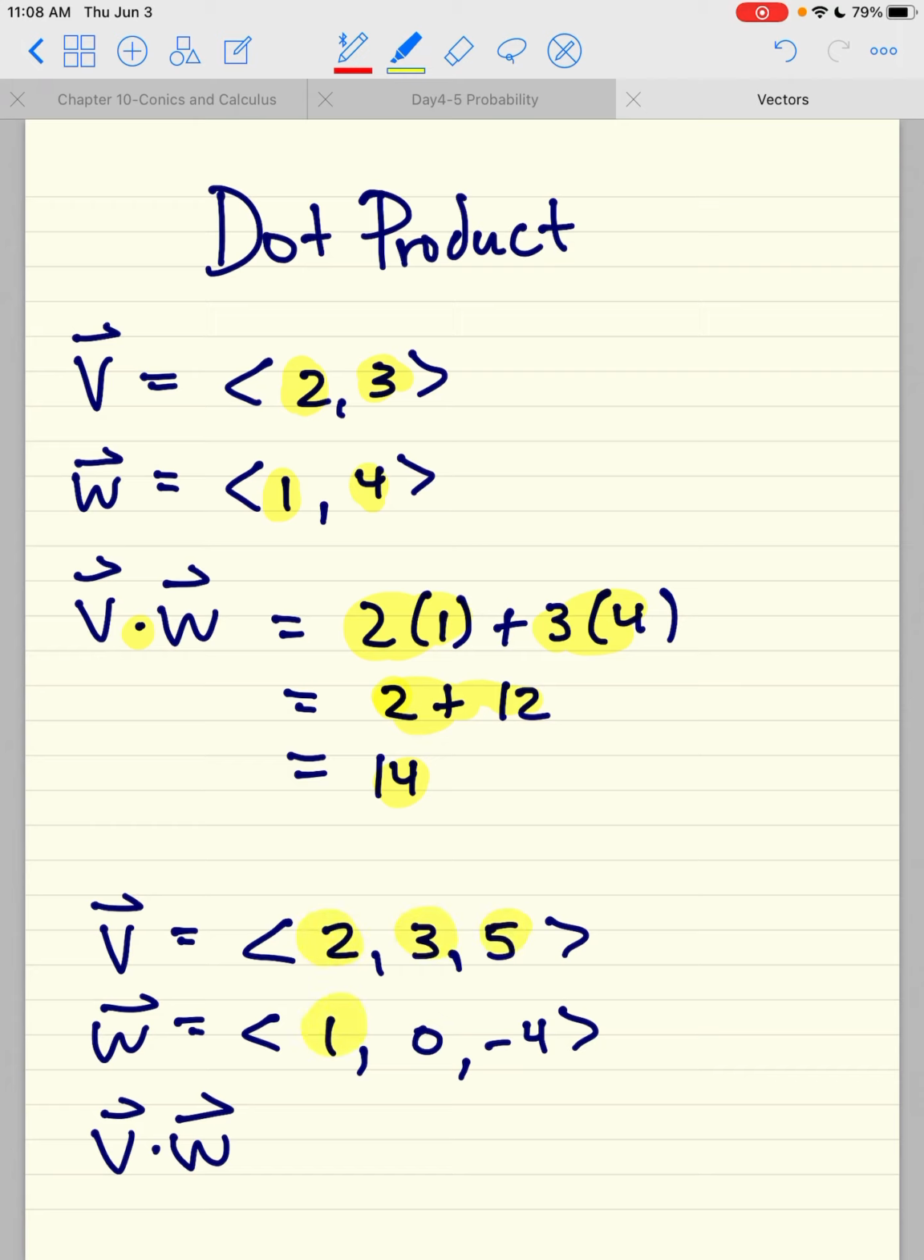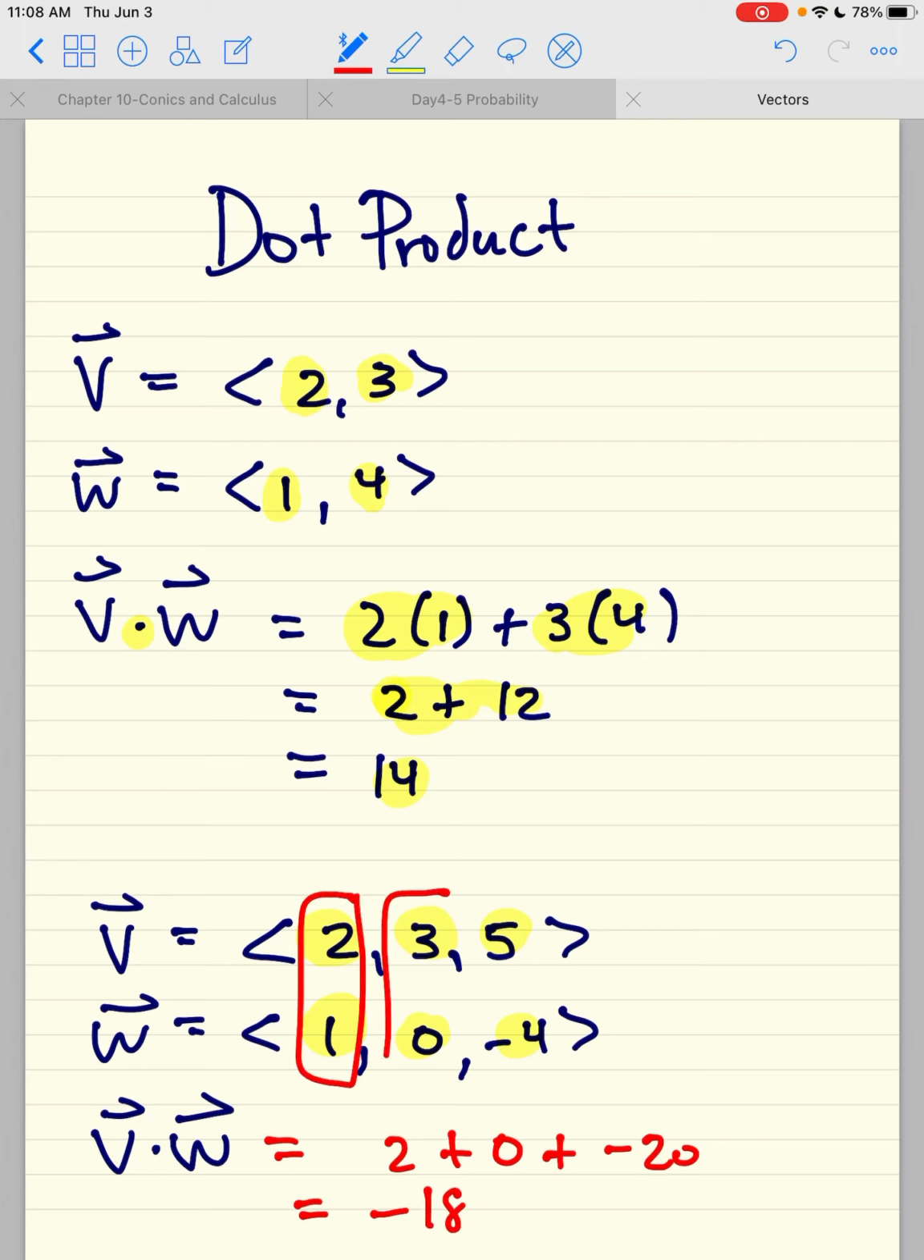2, 3, 5, 1, 0, negative 4. Well, same exact thing. We're going to go 2 times 1, which is 2. 3 times 0, which is 0. 5 times negative 4, negative 20. Now, one thing I should take away right away is this. The dot product is just a numerical value. It is not a vector. So this here will be negative 18. So we're going to do 2 times 1 plus 3 times 0 plus 5 times negative 4.